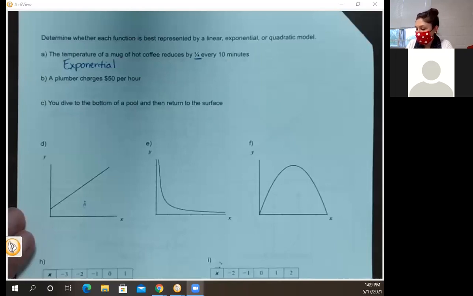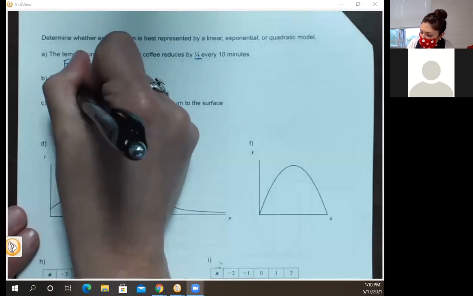For B, a plumber charges $50 per hour. So for the first hour, it's $50. For the second hour, it's another $50. For the third hour, it's another $50. Every hour, we always add on the same amount. That makes this a linear function.